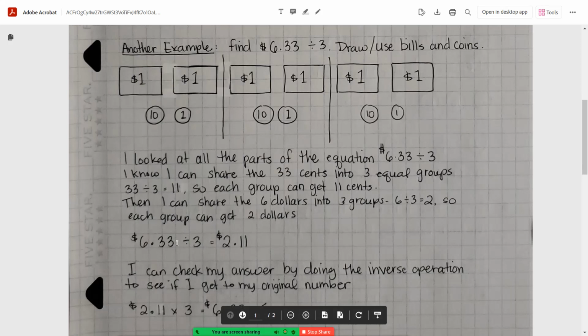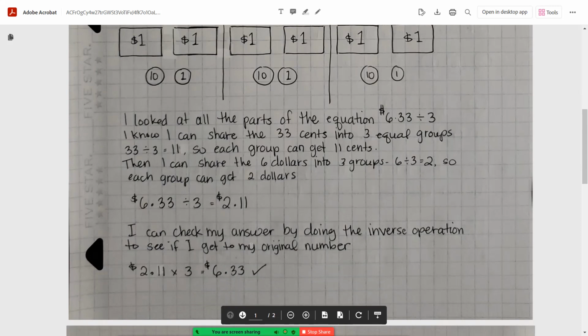So we divided the dollars by 3, that gave us 2. So $6 divided by 3 gave us $2. 30 cents, or 3 dimes divided by 3 gave us 1 dime each. And 3 pennies divided by 3 gave us 1 penny each, or 33 cents divided by 3 gave us 11 cents. Now I can check my answer by multiplying, doing the inverse operation to figure out if I can get back to my original answer.